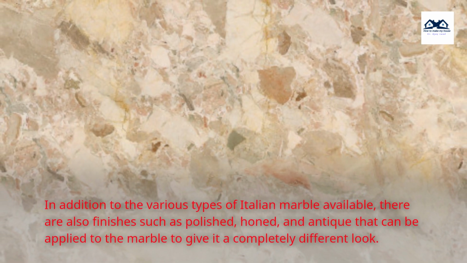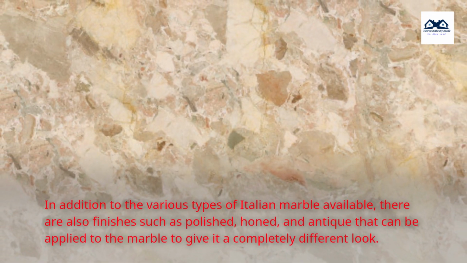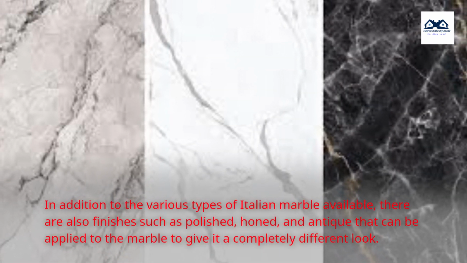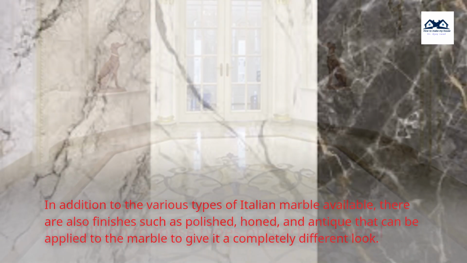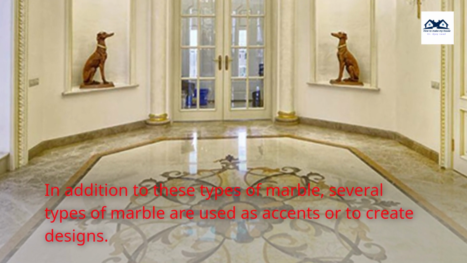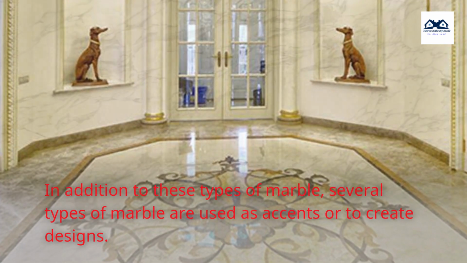In addition to the various types of Italian marble available, there are also finishes such as polished, honed, and antique that can be applied to the marble to give it a completely different look. In addition to these types of marble, several types of marble are used as accents or to create designs.